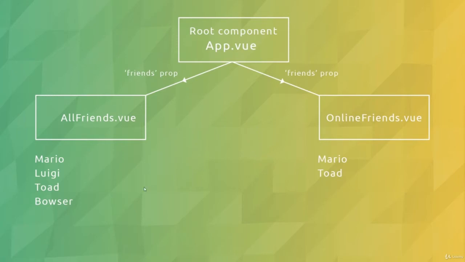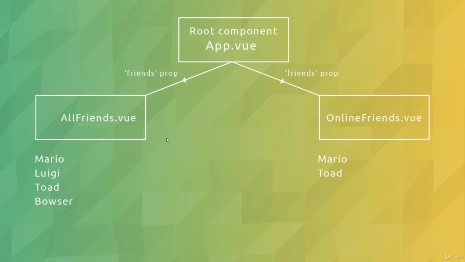For example, imagine when you click on one of these friends in either component, we want to unfriend them. That is, we want to delete that friend from our data. Now, our friend data is being stored inside the parent component. So we need to find a way to communicate from the child to the parent so that we can then delete that friend from the data.